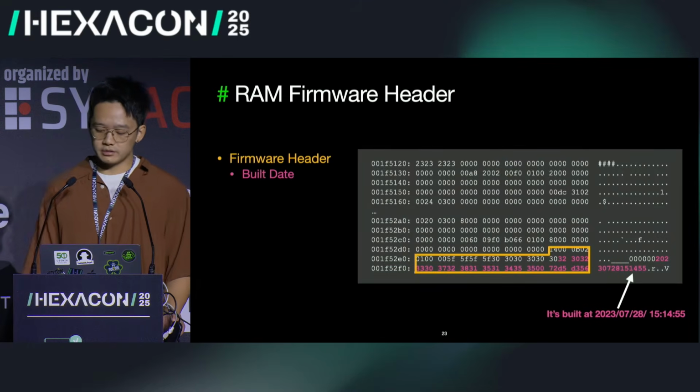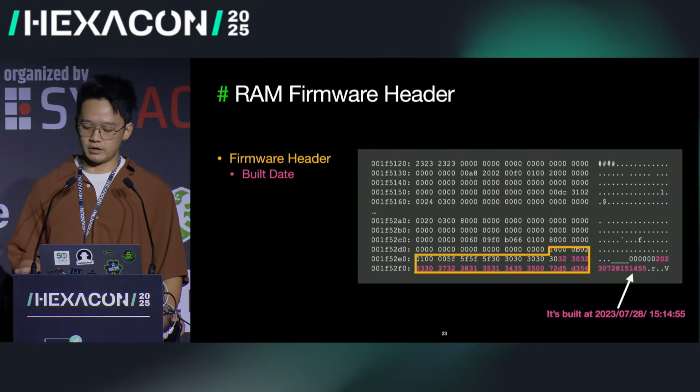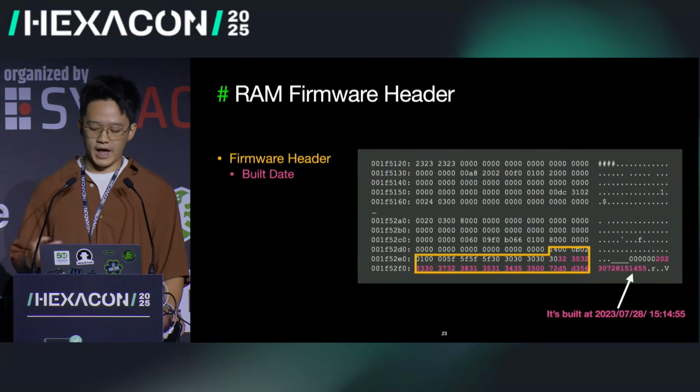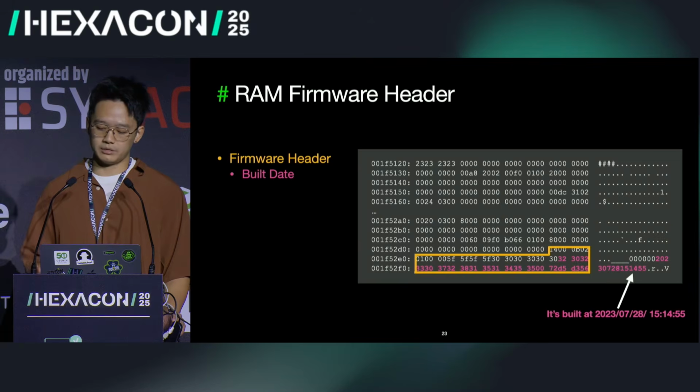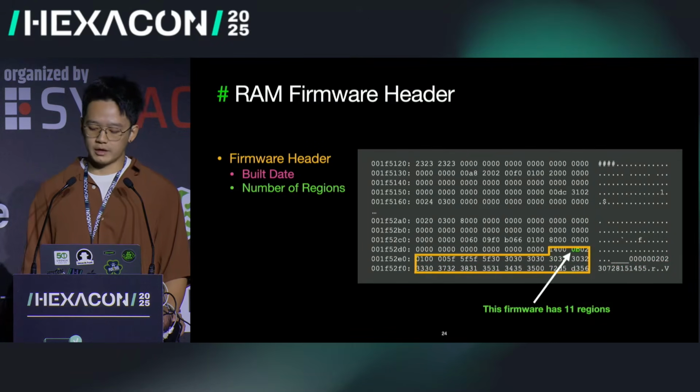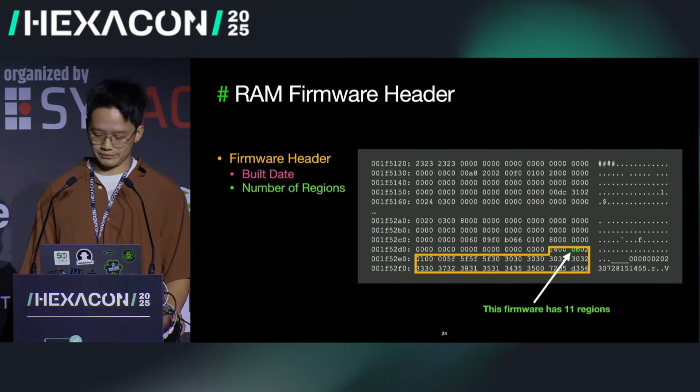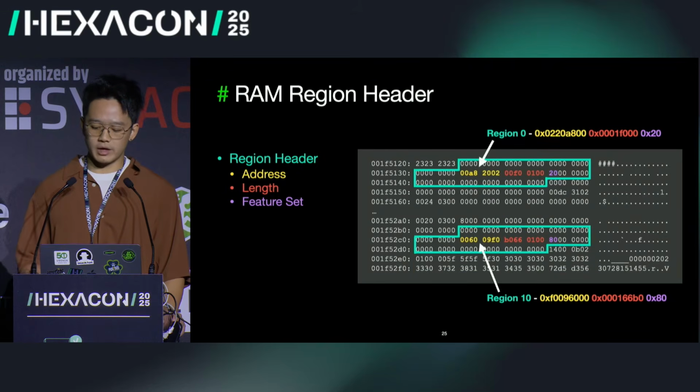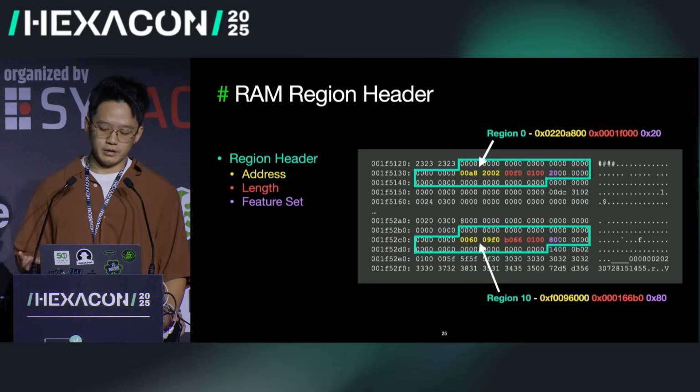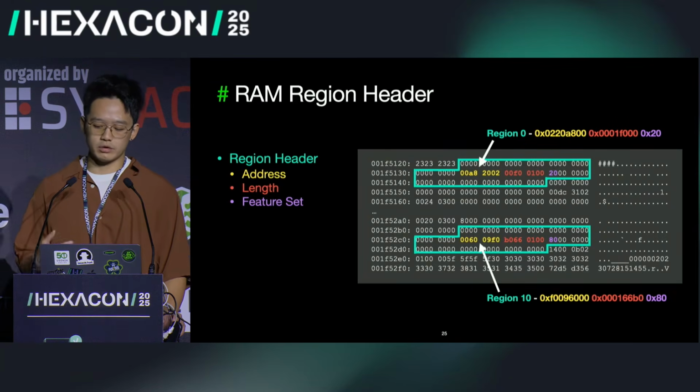The RAM firmware header is different from the ROM patch header, and it is located at the end of the file. It also contains a build date, which is pretty close to that of the ROM patch. It also has a field to indicate the number of regions. In this case, there are 11 regions. The RAM region header of the RAM firmware comes before the RAM firmware header. In this slide, we show the load address, region size, and region feature of region 0 and 10.